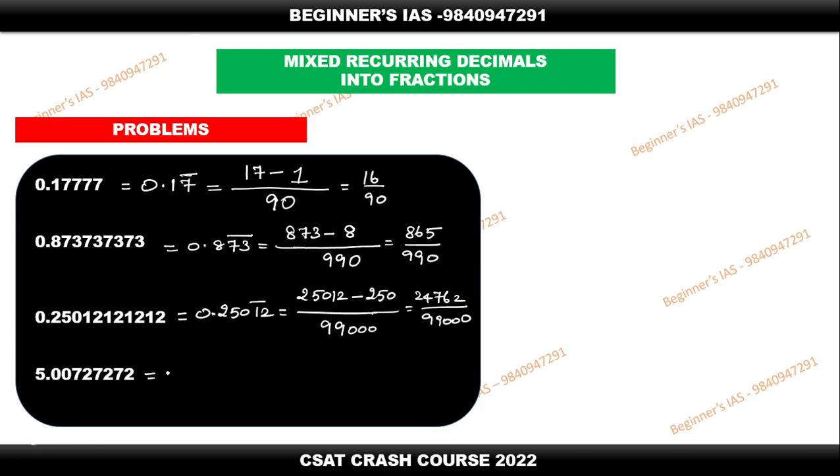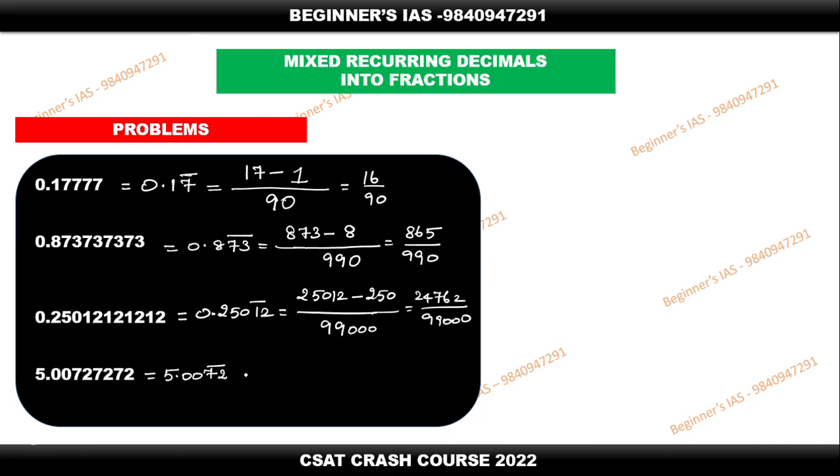So this can be written as 5.0072 with 72 bar. With a 00, you should not say, sir, it's a recurring. No, it's not recurring. 72 only recurring continuously. Okay, 72. This is continuously recurring. Therefore, this is the recurring number. Therefore, here 72 bar. So this kind of question you need to be very careful.